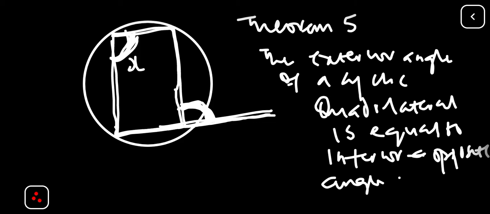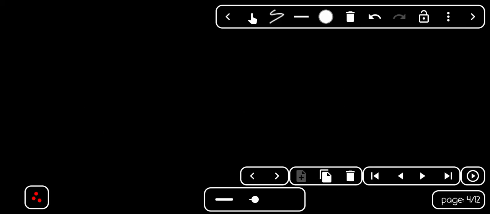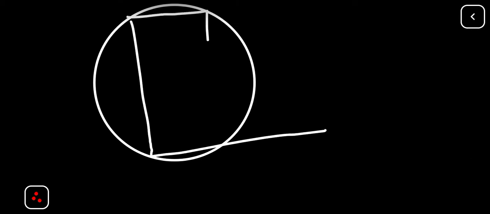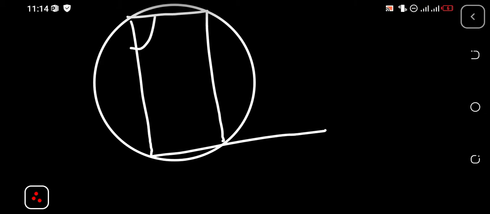Okay, so basically if you have, let's say, a question like this, we're going to be doing a lot of exercises, but let's just look at something quickly. So if you have something like this, okay, and then here is 50 degrees, then the exterior angle will also be 50 degrees. So that is the point of this theorem.